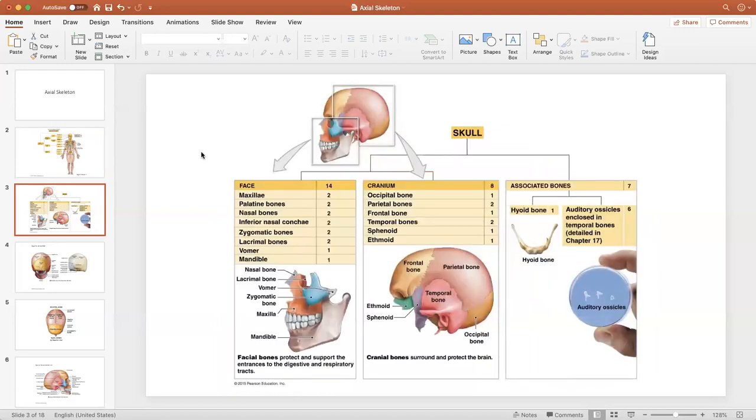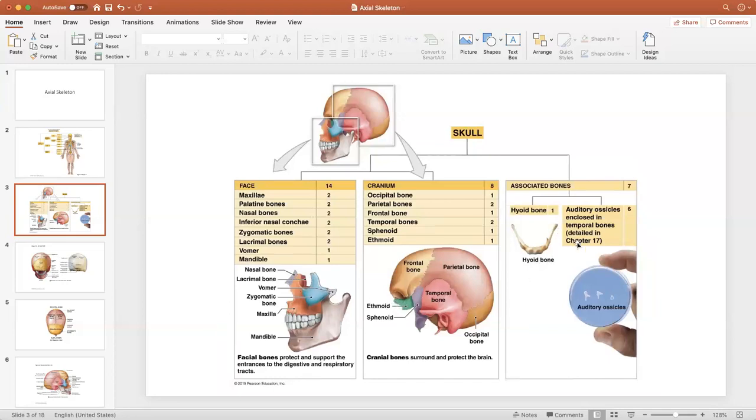So we have the bones of the face, 14 bones of the face, which we'll look at in a couple different views in the next couple slides. And then we have the 8 cranials. The cranials are basically the ones on the outside here: the frontal, parietal, occipital, temporal, ethmoid, and sphenoid, which are things we've already gone over. So those are the easy ones. And then we have a bunch of little ones in the face, which we'll go over too.